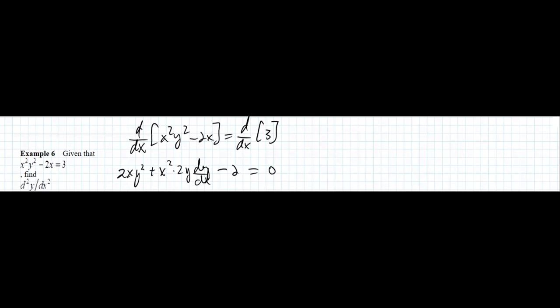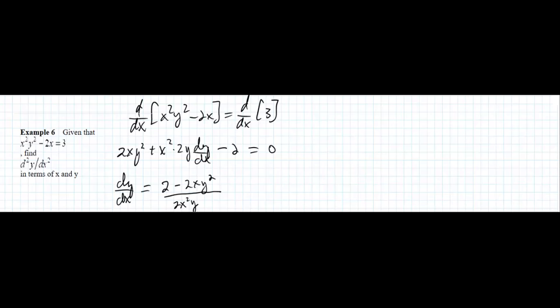We have the product rule here, 2x times y squared, and then plus x squared times the derivative of y squared, which is 2y times dy dx, because of the chain rule, minus a 2 equals a 0. Okay, so now we gather things up on the right side and divide by the 2x squared y next to the y prime here, dy dx. So that gives you that.